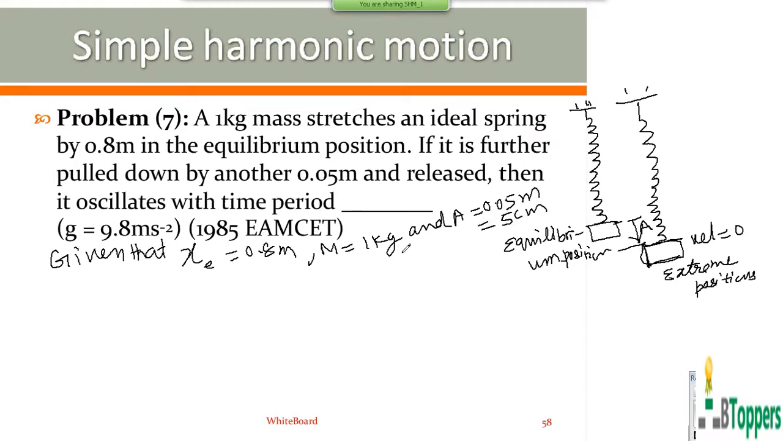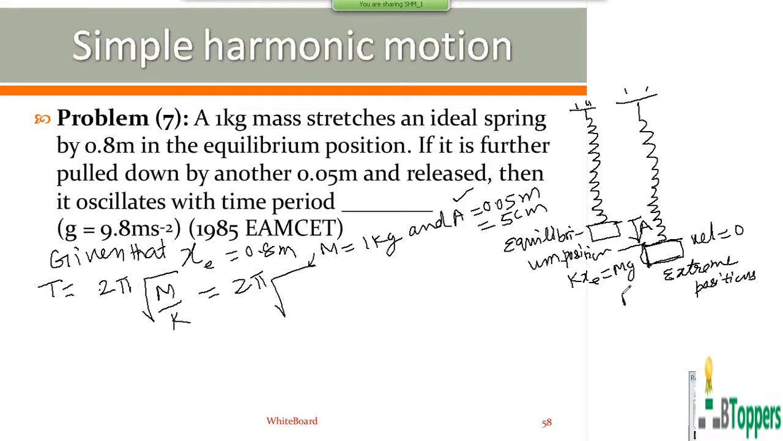But the time period of SHM is independent of the amplitude of oscillations. So you don't require the value of the amplitude or the mass of the block to find the time period of SHM. The time period of SHM for a spring mass system can be written as 2 pi root of m by k. In the case of vertical oscillation, at the equilibrium position of the block kx equals mg in magnitude, so m by k can be written as xe by g.